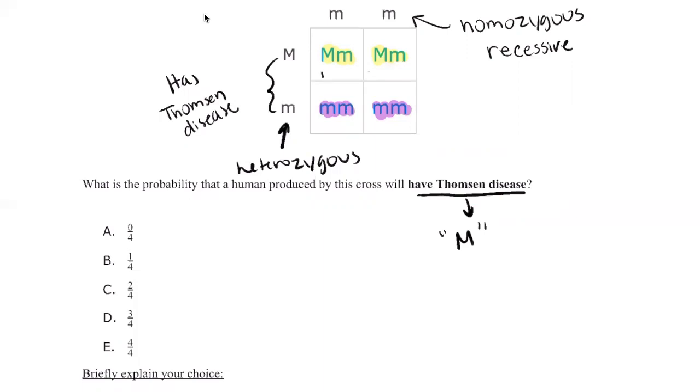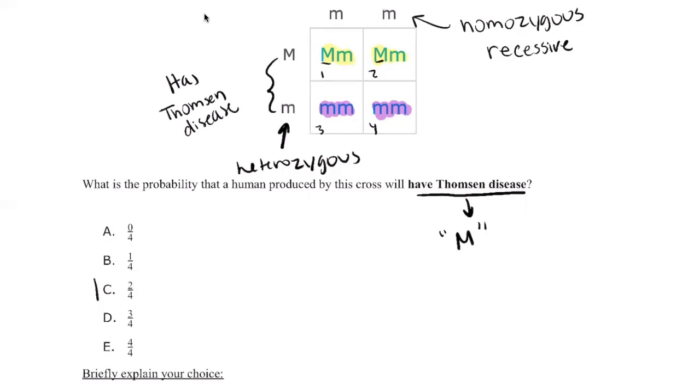Square number 1, 2, 3, and 4. So of the 4 squares, 1 and 2 have the heterozygous genotype, meaning that they have the dominant and recessive alleles. So because each of these has the dominant allele, that means that they are definitely going to have and show the Thompson disease. And so the reason why we use a fraction in this case is simply to show that 2 out of the 4 possibilities represents a child having Thompson disease.